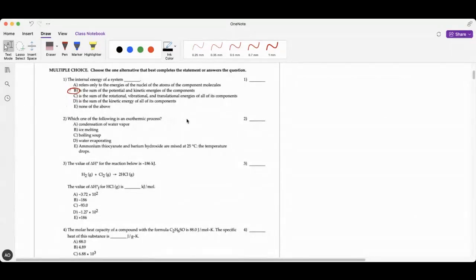Which of the following is an exothermic process? Again, A, B, C, D, or E? A. Yep, condensation is an exothermic process. Very good.